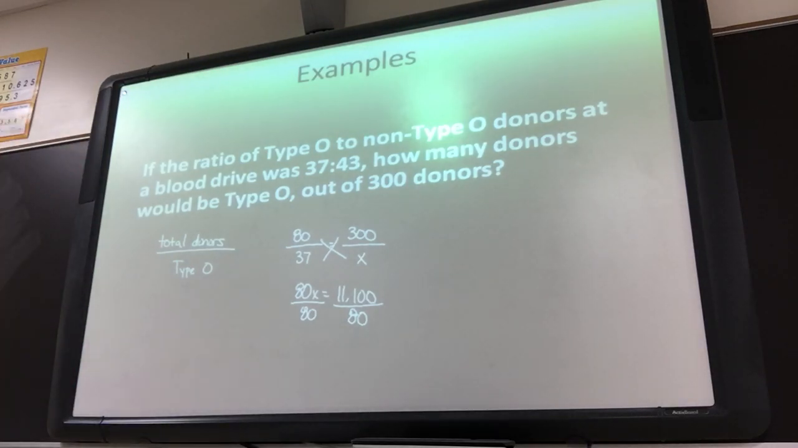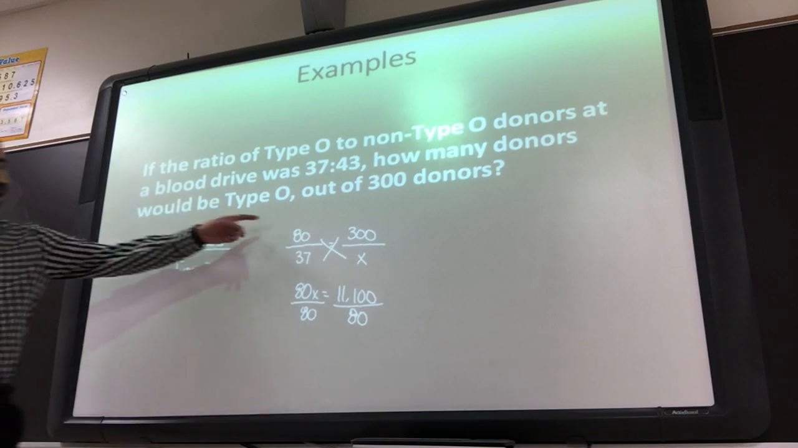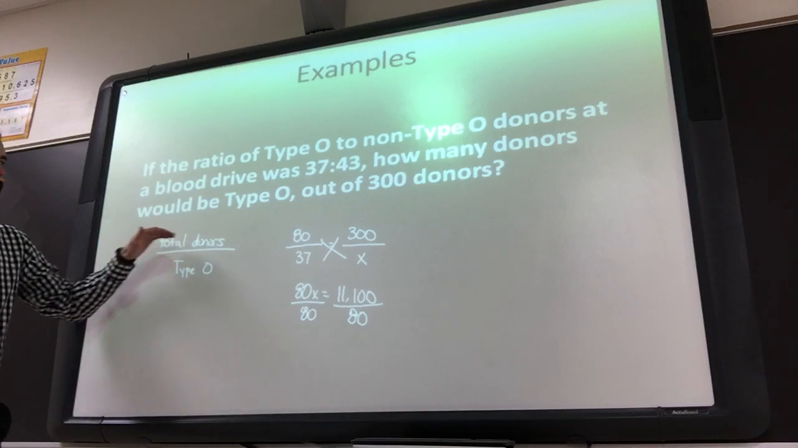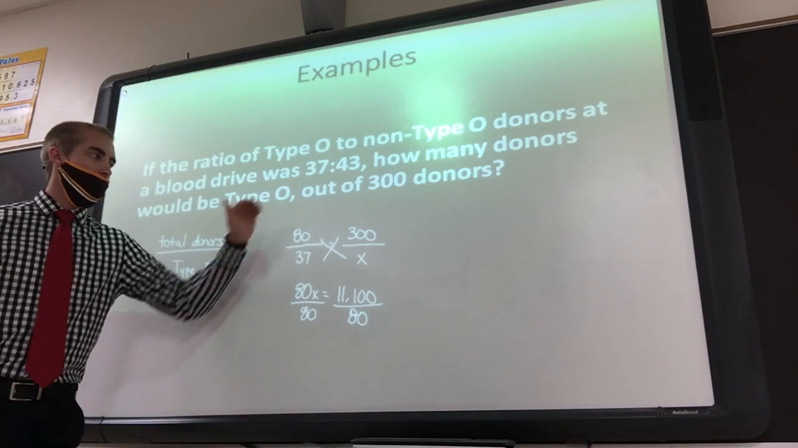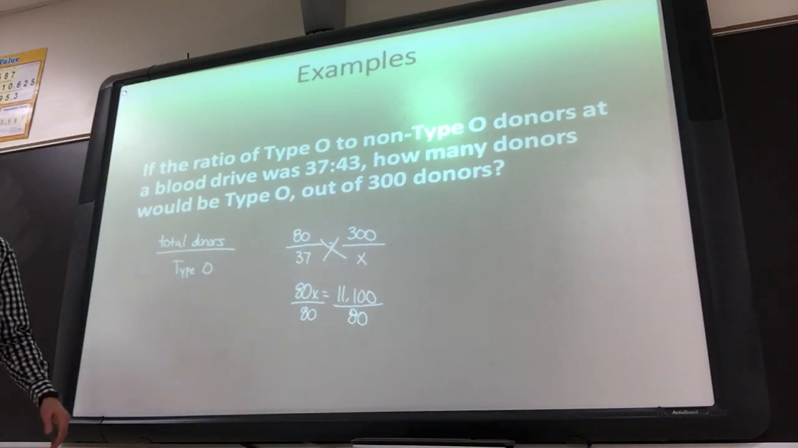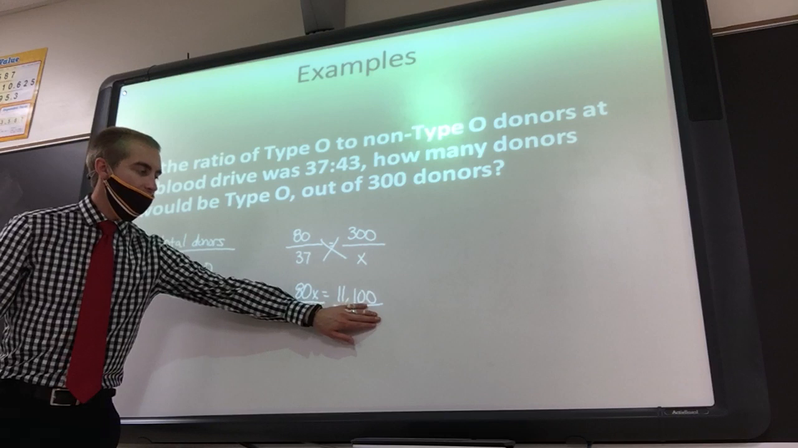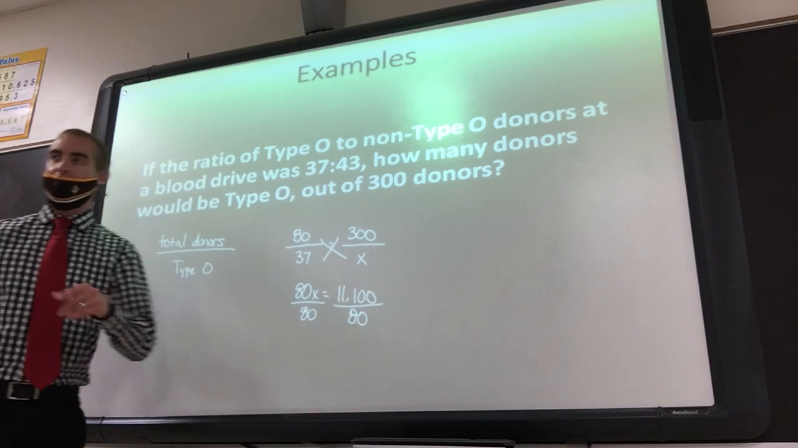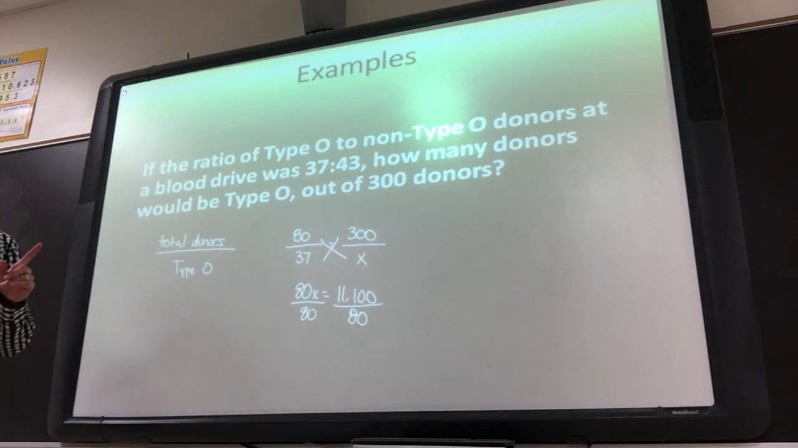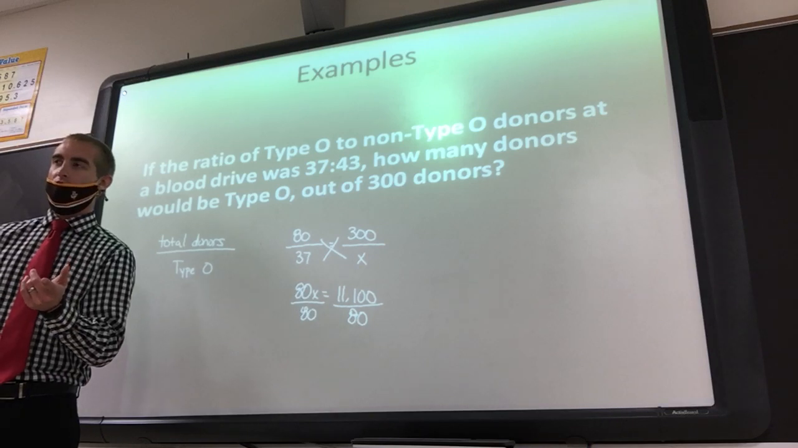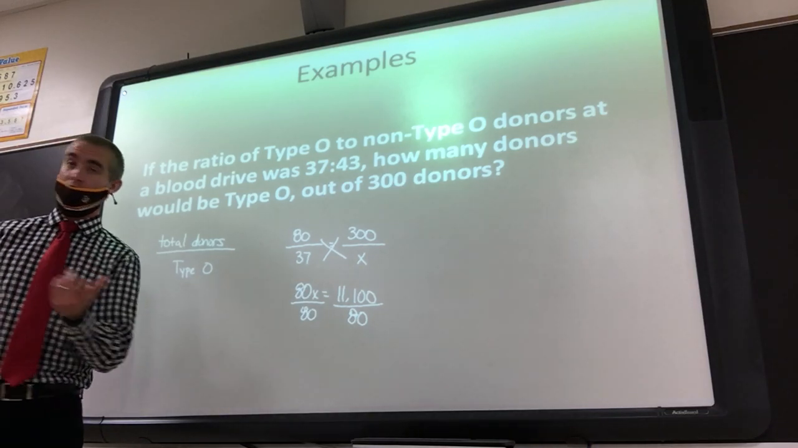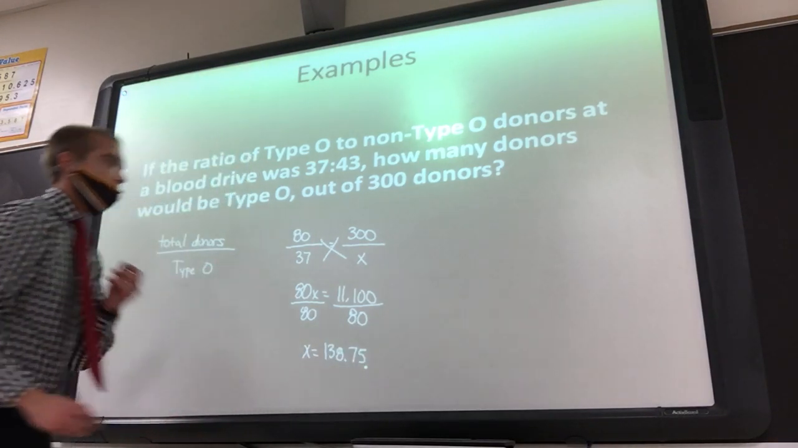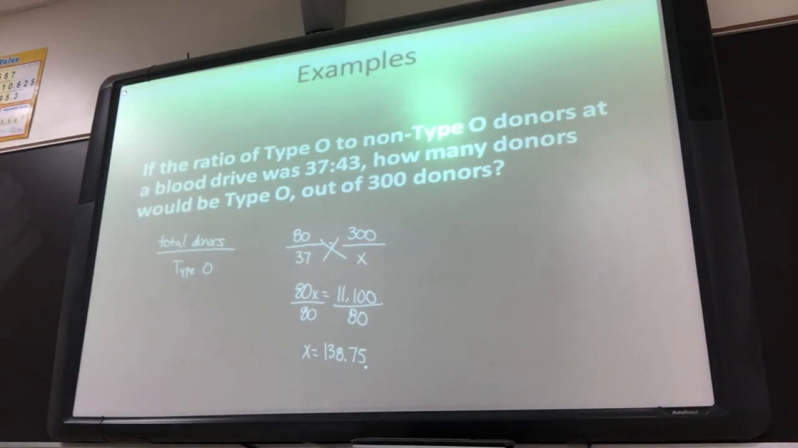Okay, so once we set up our proportion, and if you did 37 over 80 equals x over 300, it's the same thing. As long as total donors 80 and 300 are on the same side, and 37 and x are the same. You get 80x equals 11,100 when you cross multiply. And then we've got to divide by that 80 that's in front of the x. And so what type of number do you end up getting after you start dividing? It'd be a decimal, right? I think it's x equals 138.75.